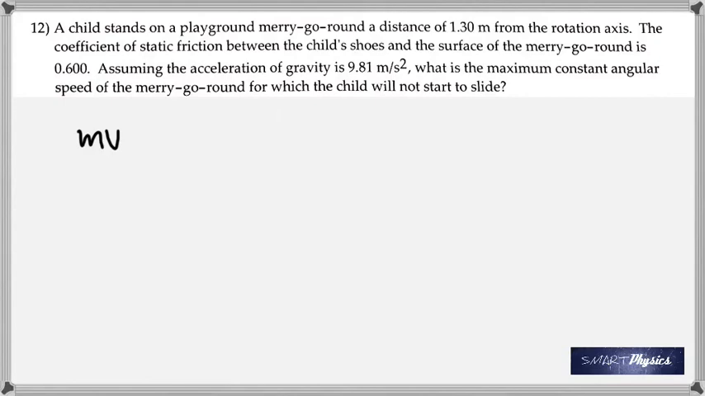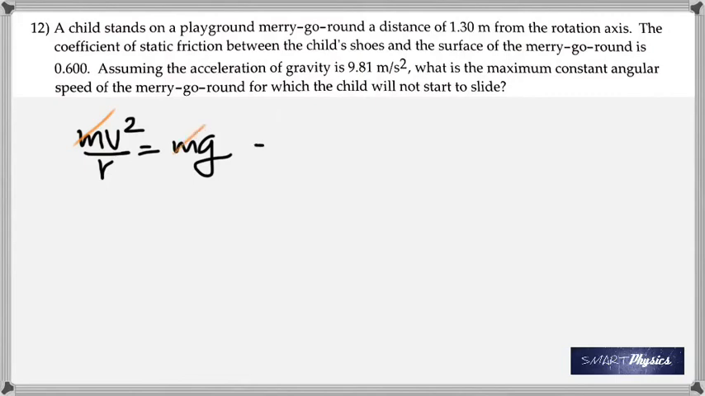Okay, this is again circular motion, and in circular motion we know that the centripetal force must be provided by something. In this case, that's provided by friction. It's very clear that it is the static friction between the child's shoes and the merry-go-round that provides the centripetal force, and centripetal force is mv squared by r, so that's equal to the friction. What's the formula for friction? Friction is mu times Fn. And this time we know Fn is mg.